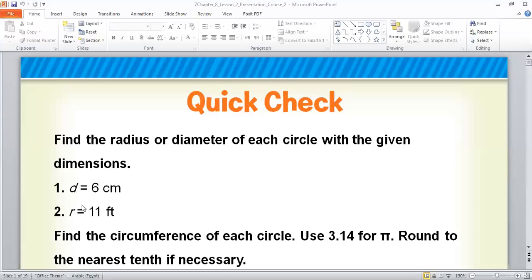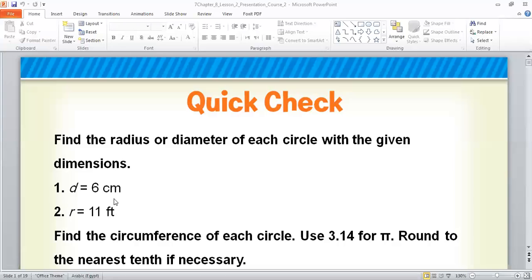If he gives me the radius, say the radius is 11, what is the diameter? The diameter is double the radius. So if I need the diameter, we will multiply by 2. Diameter equals 2 times radius. So I will multiply this number 11 by 2.